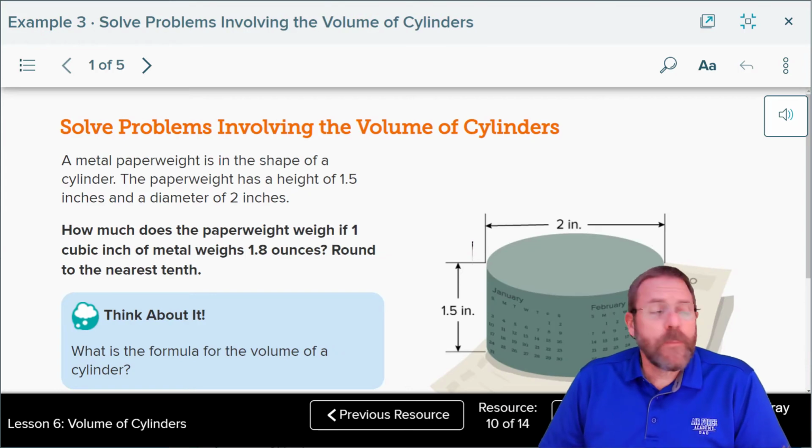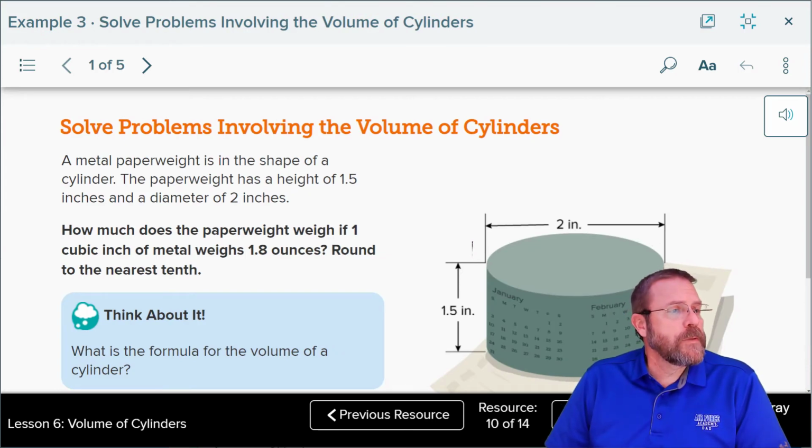Now let's look at example 3. A metal paperweight in the shape of a cylinder. The paperweight has a height of 1.5 inches and a diameter of 2 inches. How much does a paperweight weigh if 1 cubic inch is equal to 1.8 ounces? Round your answer to the nearest tenth. That means we don't get to leave it in terms of pi.